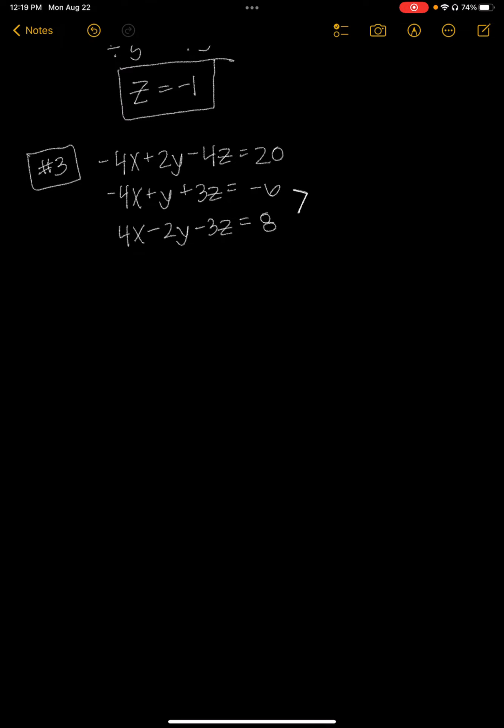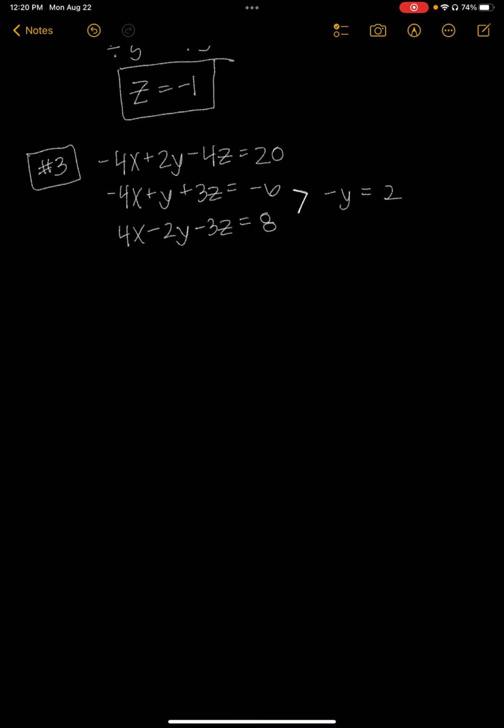And so those things should cancel out. And that's a really good thing. We're trying to eliminate something, and so we want to eliminate the x's. When I combine those two, I end up with the 4's cancel out. Then we have y plus a -2y gives me a -y, and a 3z minus the 3z, actually, they cancel out as well. So I can just put an equal sign, and then we have a -6 and 8, which gives me 2. So now I have -y equals 2.